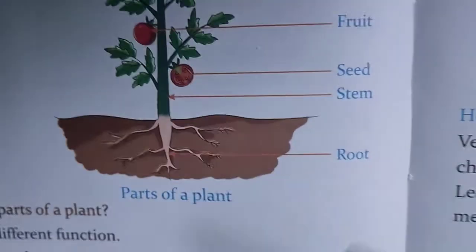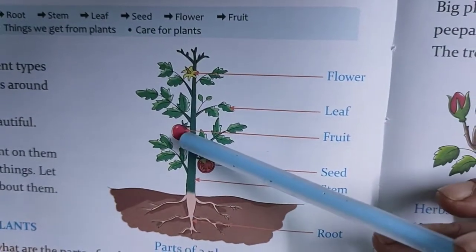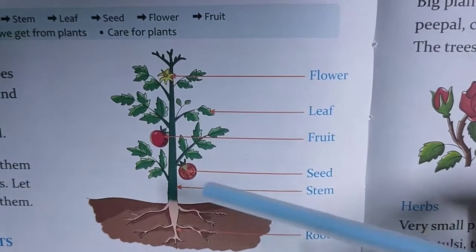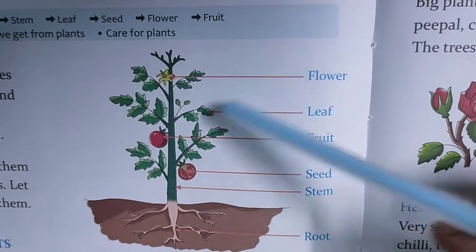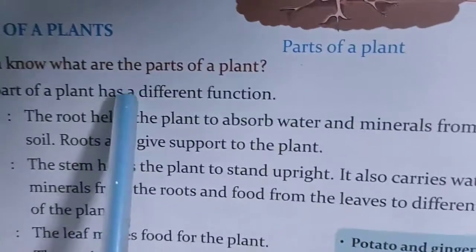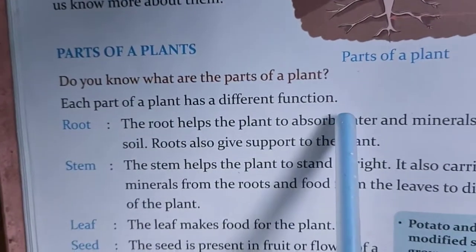Parts of a plant: see, root, stem, seed, fruit, leaf. Fruit is inside, the seed is inside the fruit. Leaf, flower. Do you know what the parts of a plant are? Each part of a plant has a different function.